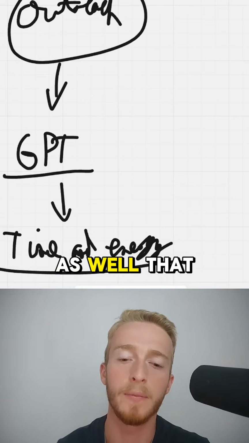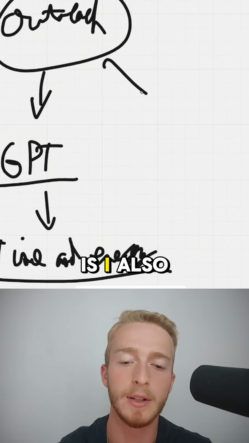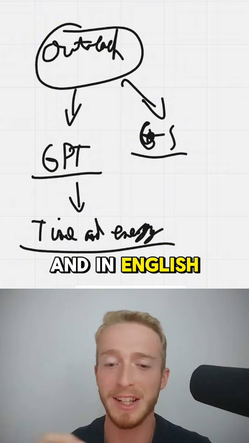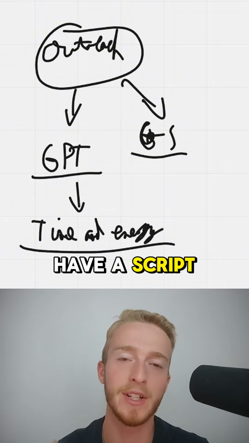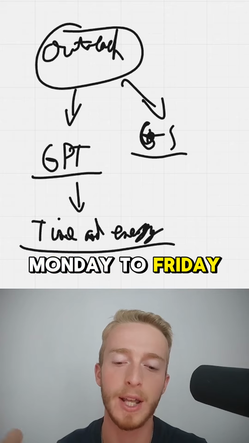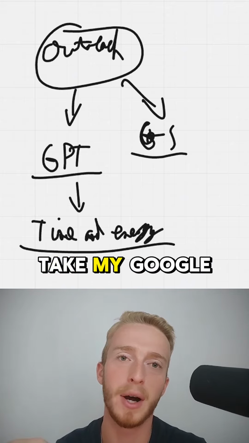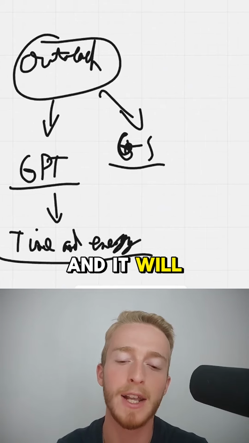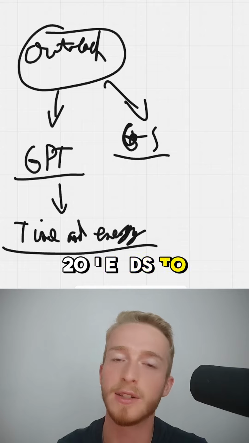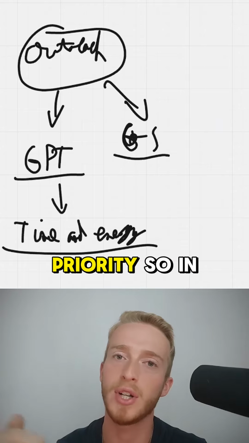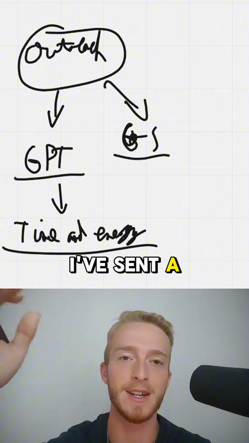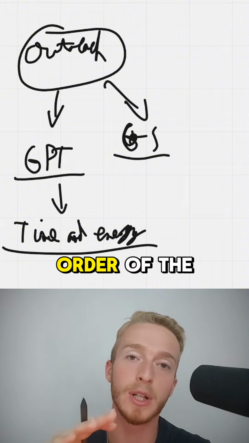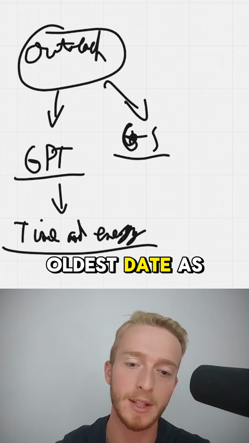The other thing that I also do is use something called Google Apps Script. In English, this means I have a script that runs every day, Monday to Friday, which takes my Google Sheet, which at the moment I use as a CRM, and gives me 20 leads to follow up in order of priority. So, in order of whether I've proposed a call to them, if I'm qualifying them, and also in order of the oldest date.